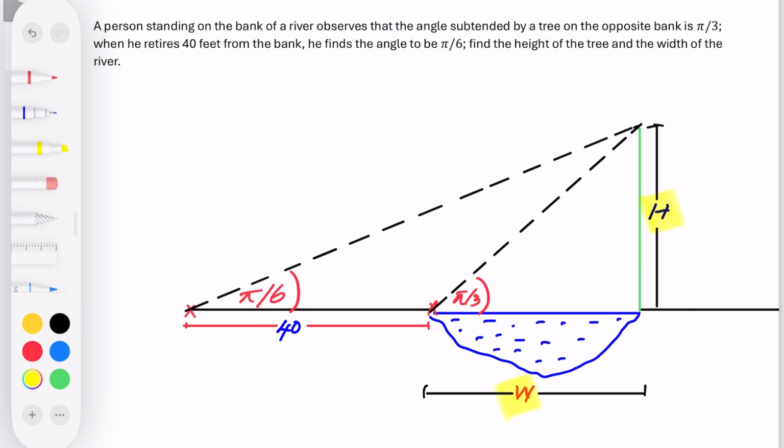How about the angle right here? That angle should be 90 degrees. It's actually not given, but we are going to assume that the tree is a vertical tree. Now, of course, we can write down some trig ratios for the angle pi over 3 and also for the angle pi over 6. Of course, we have two unknowns, and if I have two equations, then I'm done.